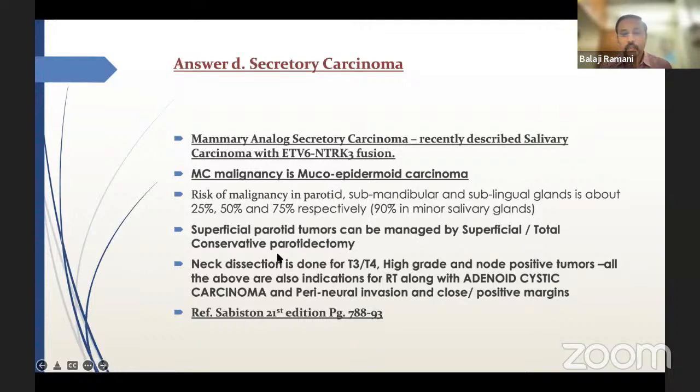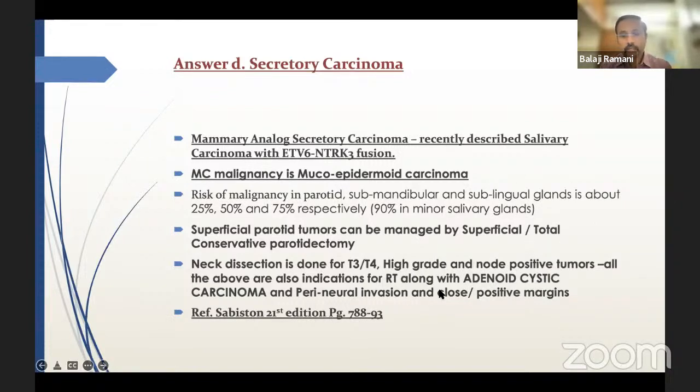So when do you do a neck dissection? This is another question that can come. So just like radiation, you have to go for neck dissection whenever you have a T3 tumor, a T4 tumor, when it is a high grade tumor, when there is a node positive tumor. All these are indications for going in for a neck dissection as well.